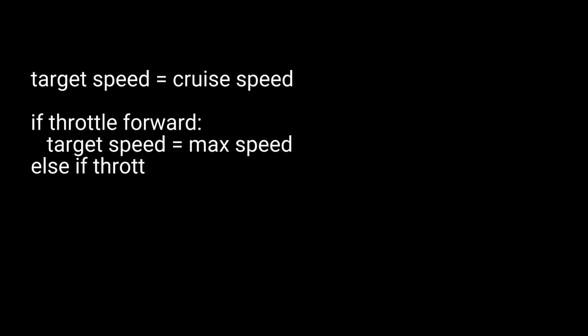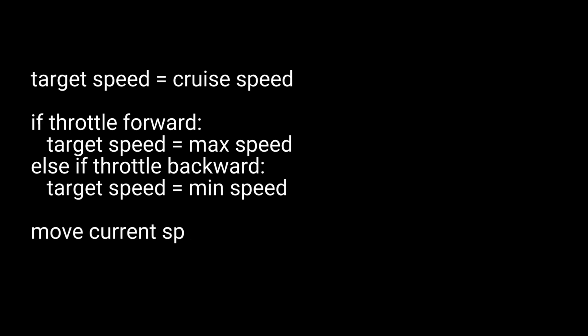So in pseudocode, it looks something like this. Target speed equals cruise speed. If throttle is forward, target speed equals max speed. Else if throttle is backwards, target speed is min speed. Then we move current speed toward target speed. This helps the flying in arcade mode feel more like controlling a character on the ground. Push forward to walk forward.